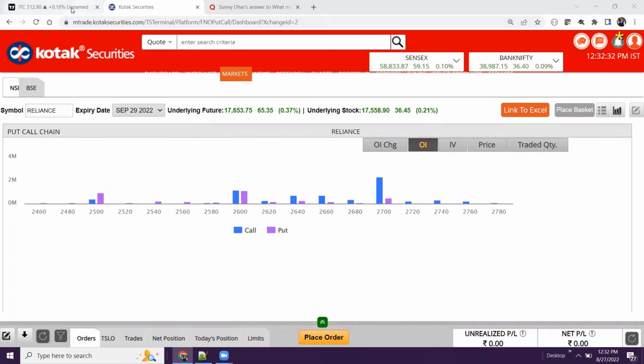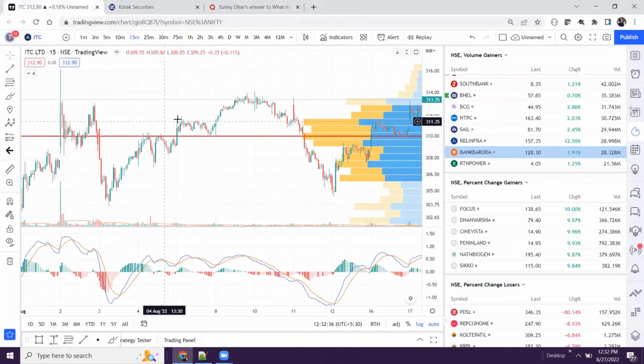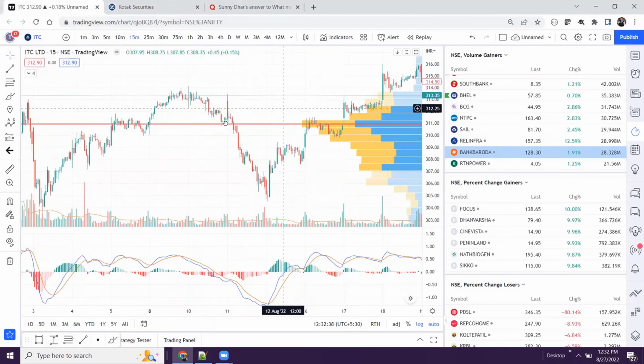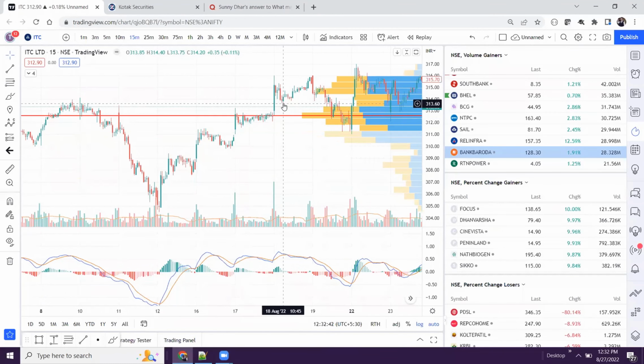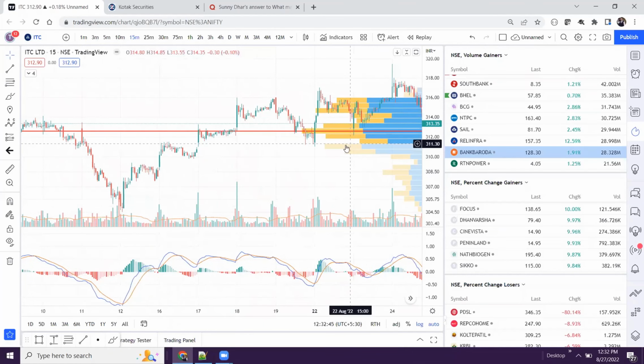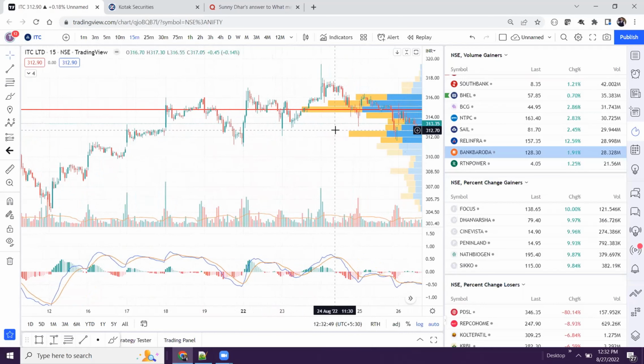So the basics of options: suppose we are bullish on a stock, we will either buy the call or sell the put. And if you are bearish on the stock, you will either sell the calls or buy the put.